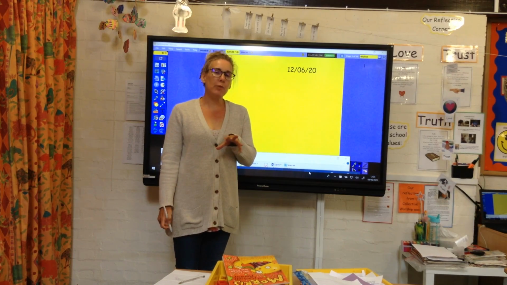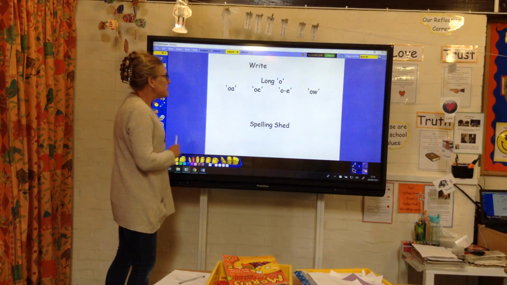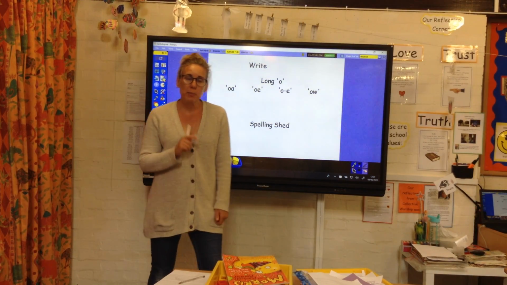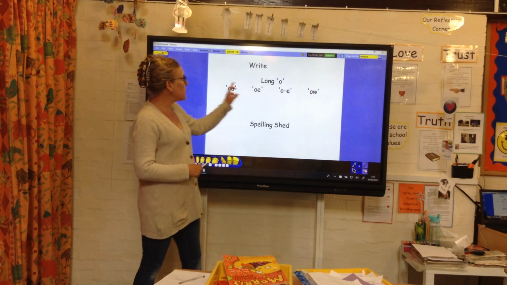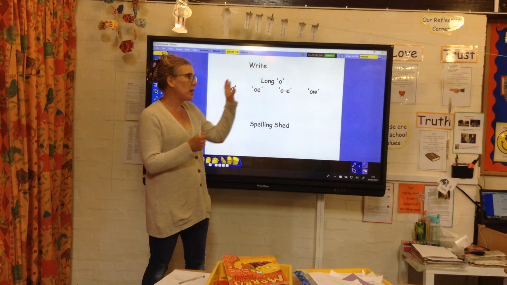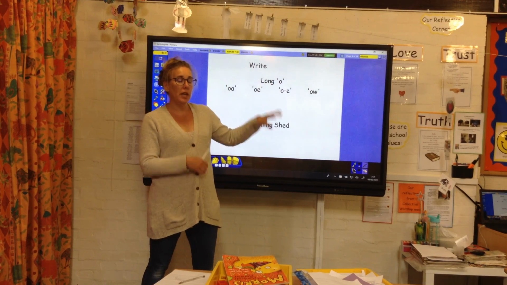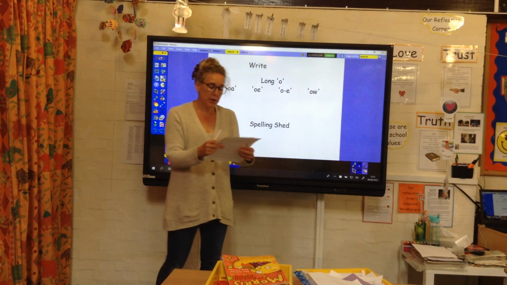So just going to quickly run through the instructions for your learning for today. Today we're going to start off our phonics by writing some of those words with that long O sound in them. This week we've been looking at these 4 different spellings. I have got 2 words for each of these. Think about where that O sound is and how you might spell those words.